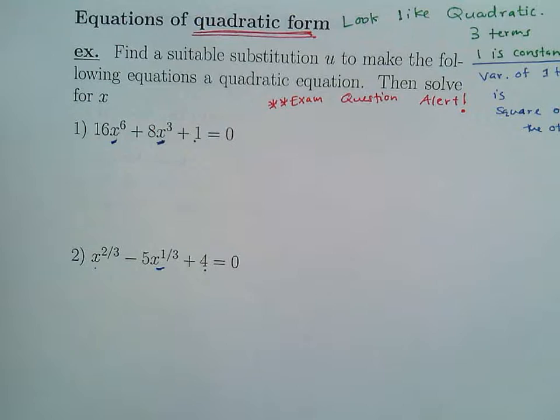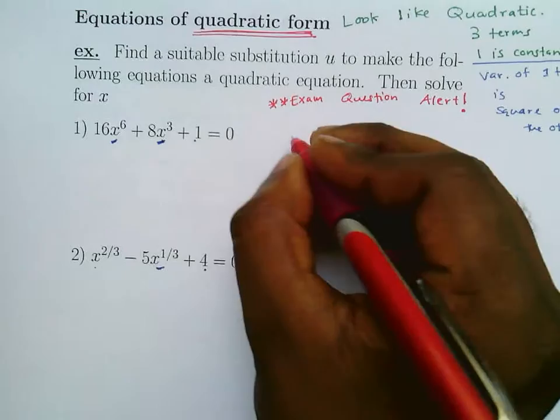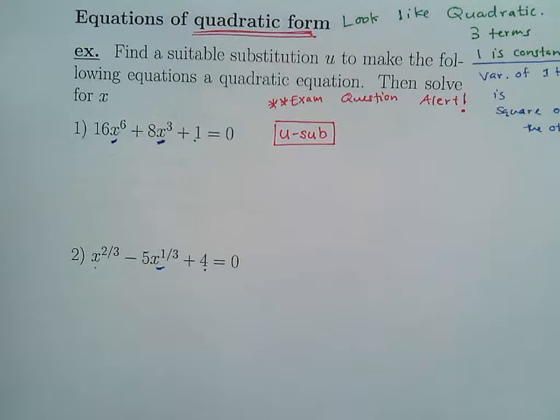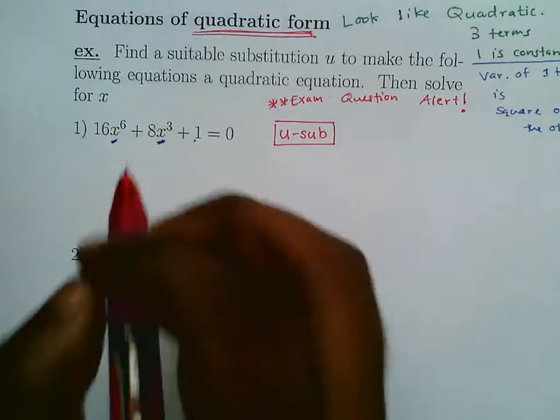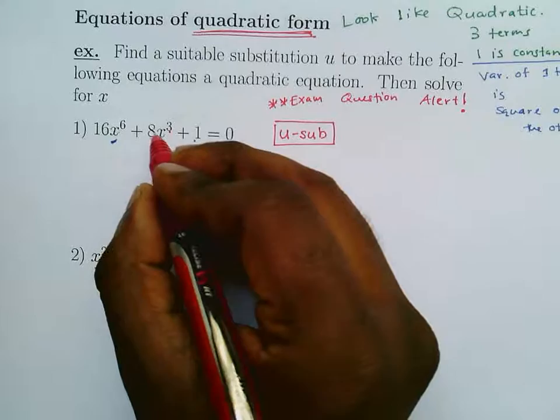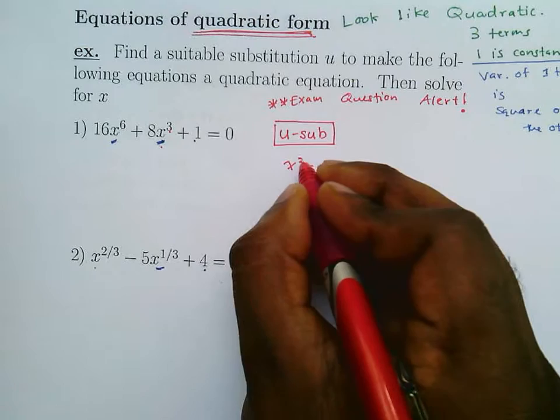So remember, the correct way to solve is called u-substitution, which means you will substitute a different variable for one of those variables. Usually it goes like this: look at the exponent, take the lesser one and make it u. So here I look at the exponents, the lesser one, that would be x cubed. Forget about the constant. x cubed is equal to u.